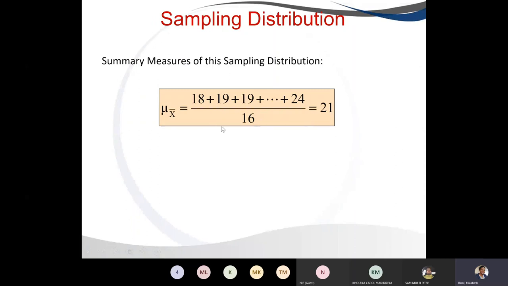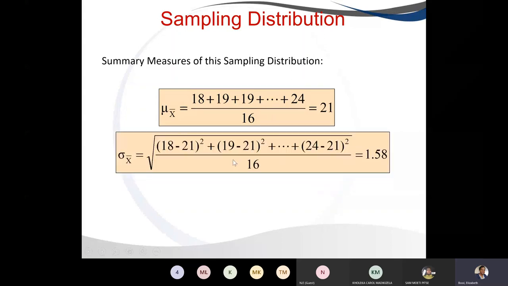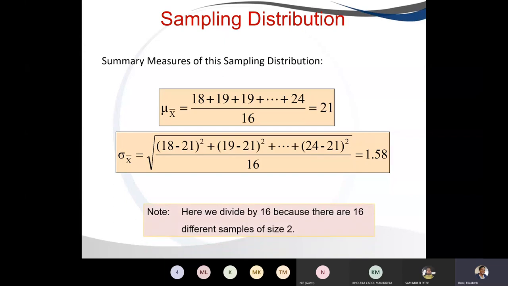And when it comes to the standard deviation, when I calculate the standard deviation of the sampling distribution, because I have all the samples, I get 1.5. Remember, on the other side, the population standard deviation was 2.2, but the standard deviation of the sampling distribution is 1.5.